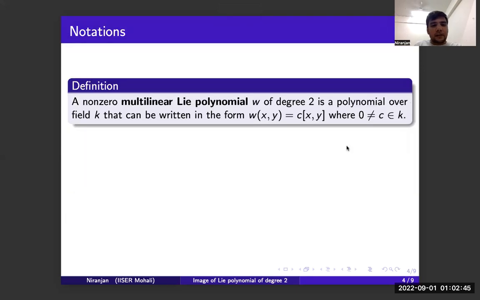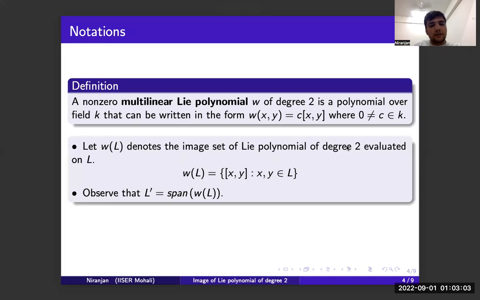So let me define the multilinear Lie polynomial of degree 2. It is nothing but c times the Lie bracket of x and y, where x, y are in L and c is a non-zero scalar in the field. Let me define some notation, W_L. W_L is equal to the set of Lie brackets of x and y, where x and y are in L.